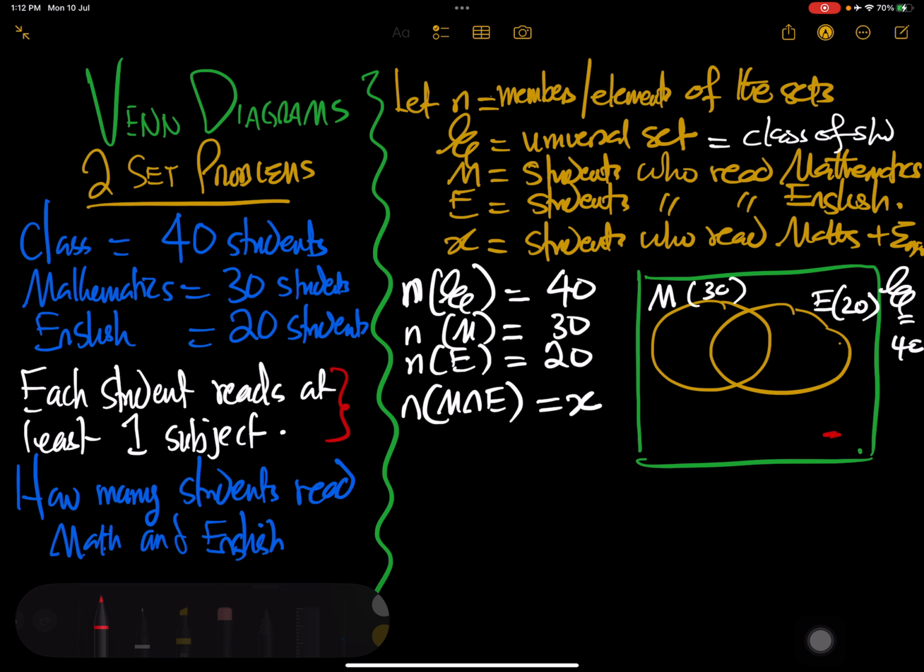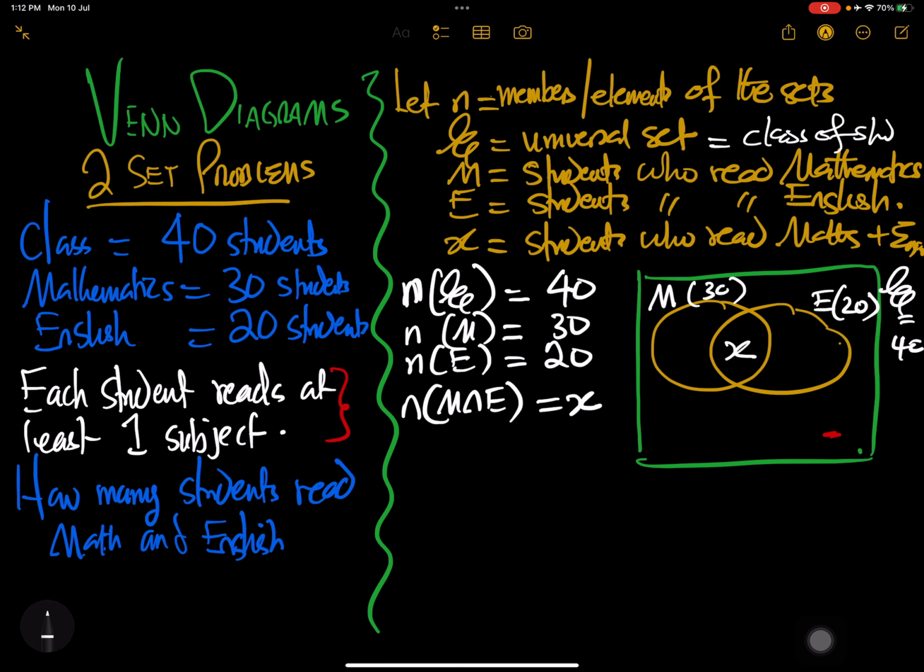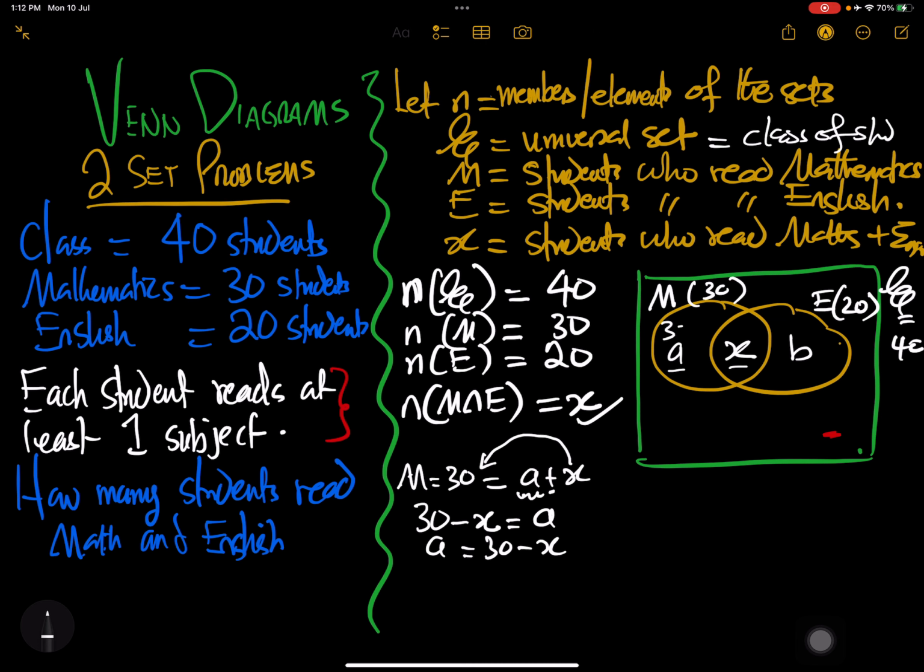And remember, we said this region is X, both mathematics and English. If here is A and B, then for mathematics, which is 30 students, 30 is equal to A plus X. Can you see that the region A and X gives us the whole of 30? We're looking for A, so we bring X over and the sign changes: 30 minus X is equal to A. So this region is 30 minus X.